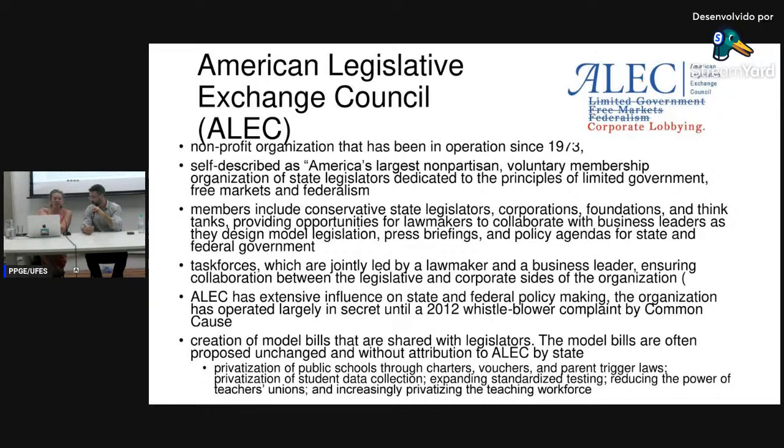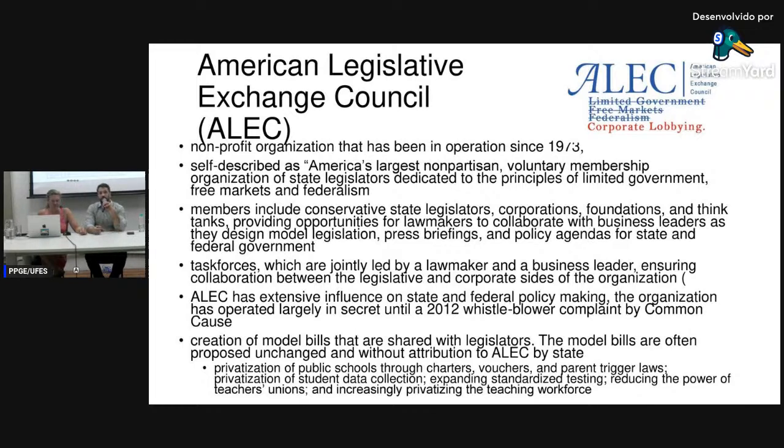So what they mainly do, and we'll just focus on the bottom bullet, is they create legislation that is like a model, like a template, and they offer state officials that you can have this and say that you wrote it and introduce it into your legislature, and then you're going to be famous because you've written this very amazing thing.